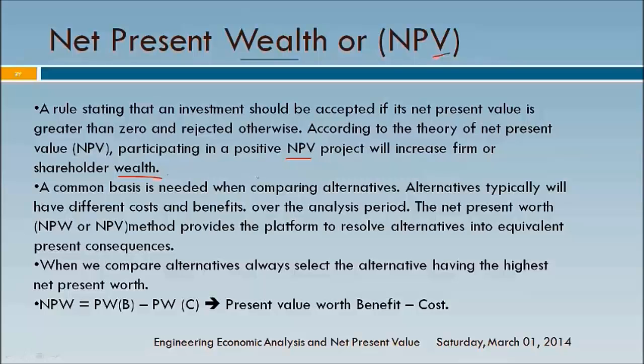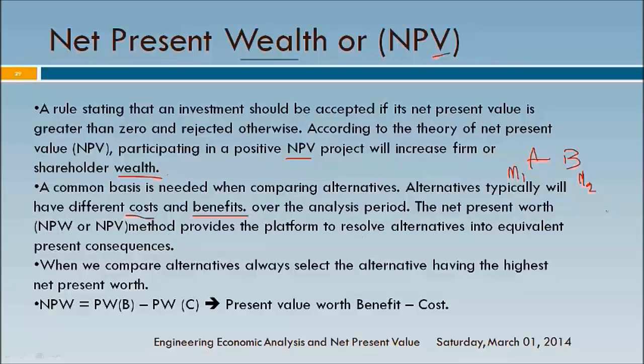A common basis is needed when you are comparing alternatives, and we talked about it in the start when we put the definitions. We said you might have scenario A and scenario B, then you have to have common basis to analyze both scenarios. Alternatives typically will have different cost, right? Because this investment A, the cost is M1, and they will have also for sure different benefits. So scenario A will have M1 and scenario B will have M2, which is the money spent, and they will have also benefit 1 and benefit 2 over the analysis period, right?